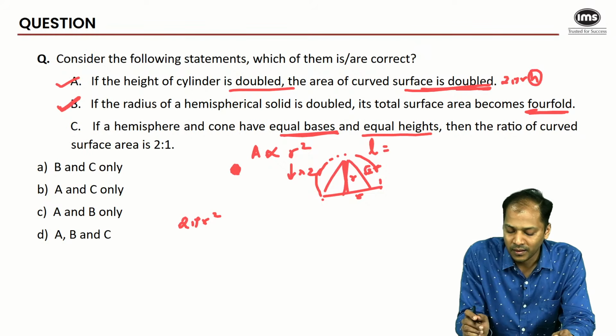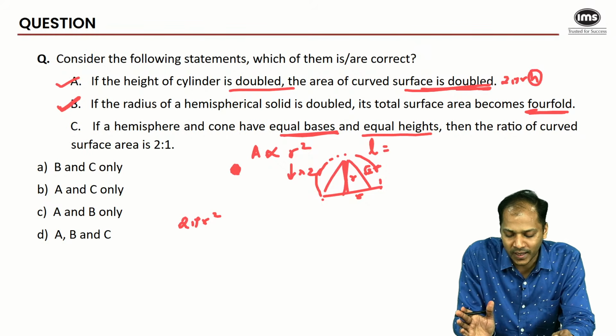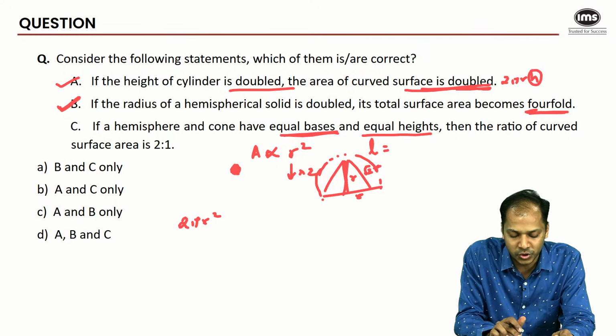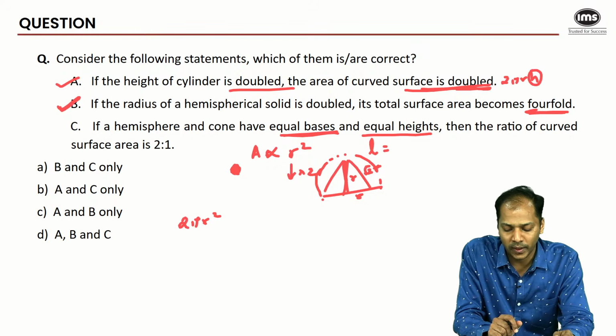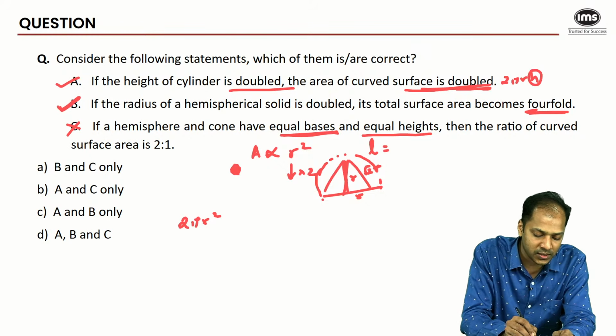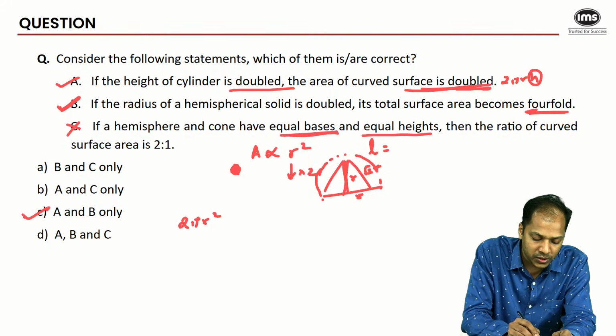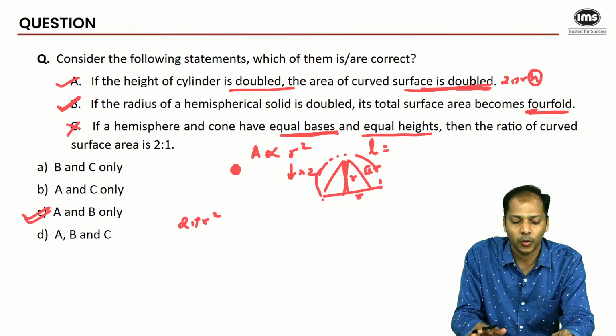pi r l. Clearly the √2 is not getting cancelled out, I'm pretty sure here, and if the √2 is not getting cancelled out, the ratio is not coming out to be 2:1. Therefore the statement C does not sound to be correct. The correct answer to this question should be option C, A and B only.